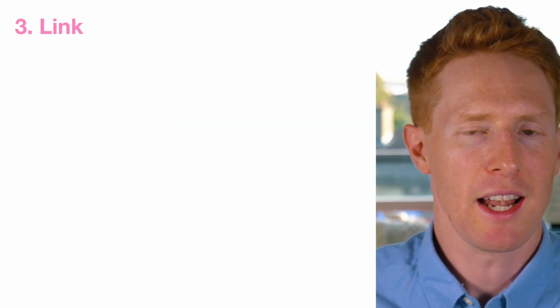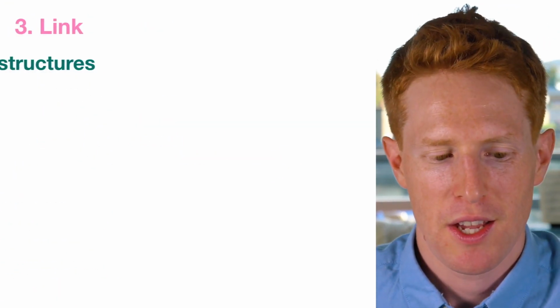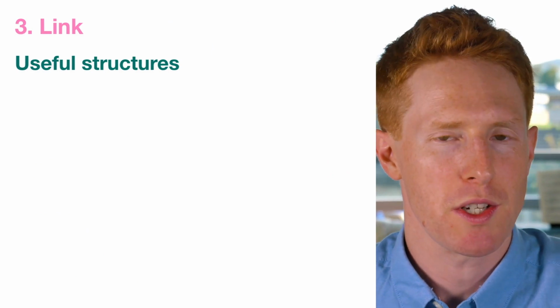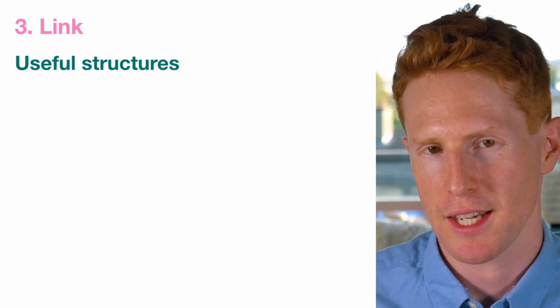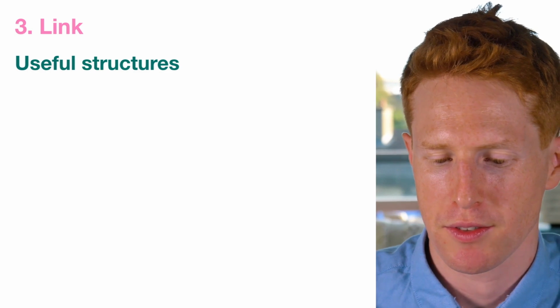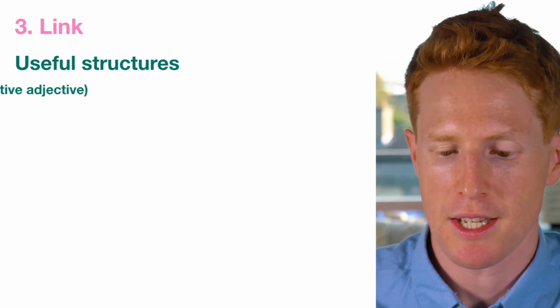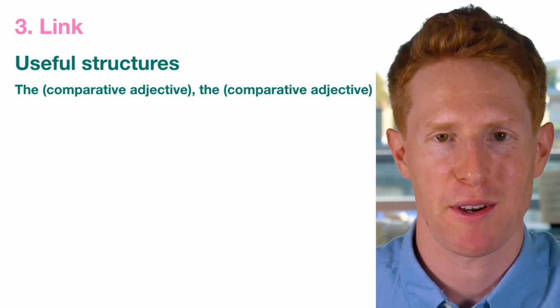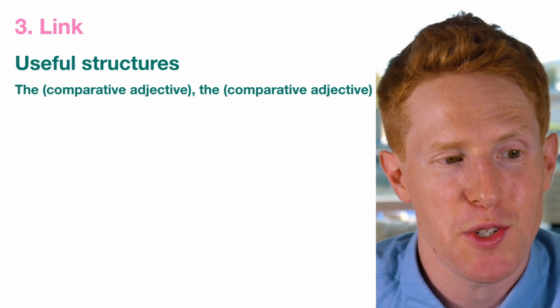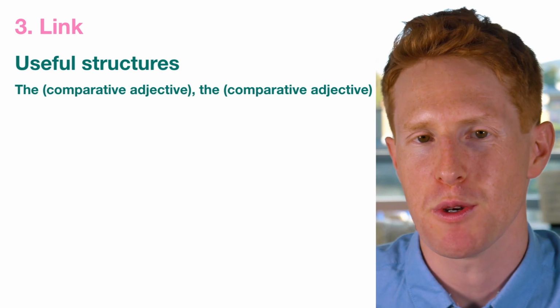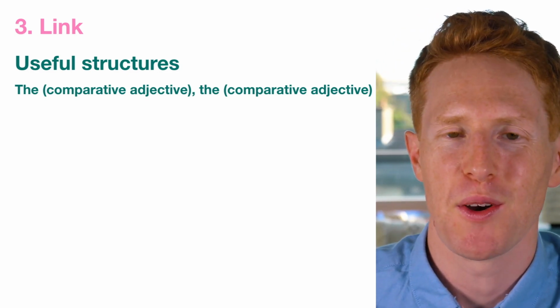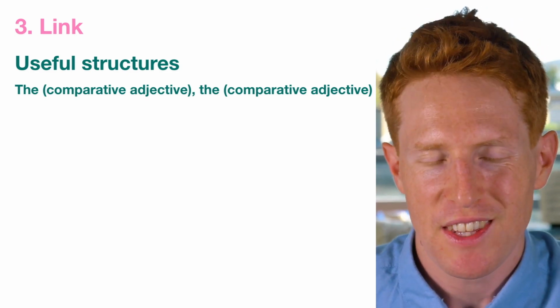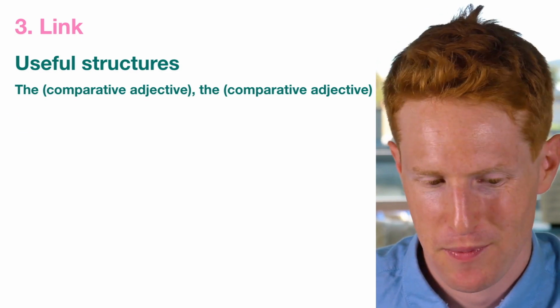Finally, let's look at links in a bit more detail. Now, there are useful structures that we can use when we write our linking sentence at the end of our paragraph. One of my favorites is this: the comparative, comma, the comparative, which I actually saw in an E2 YouTube video, and I'll put a link to that below this video. It's very useful. Okay, let's have a look at an example.